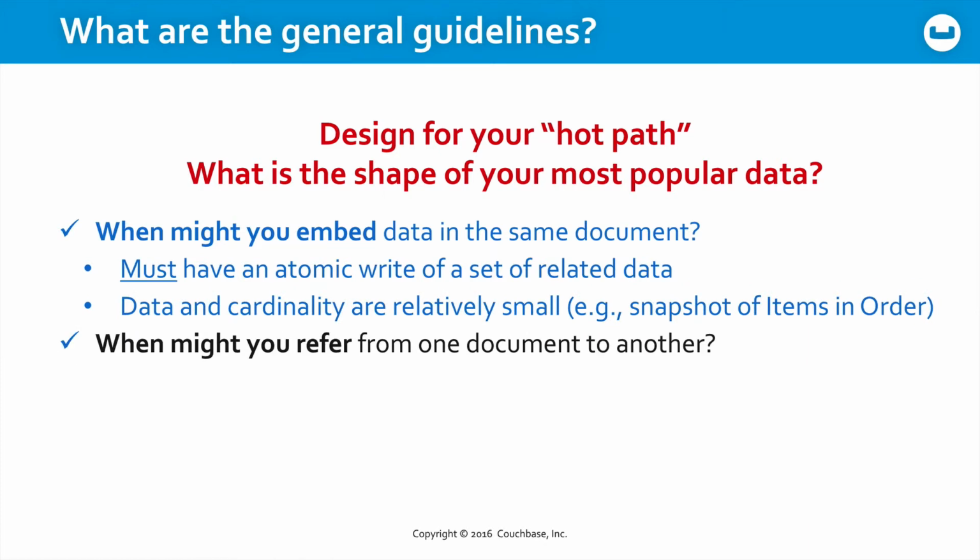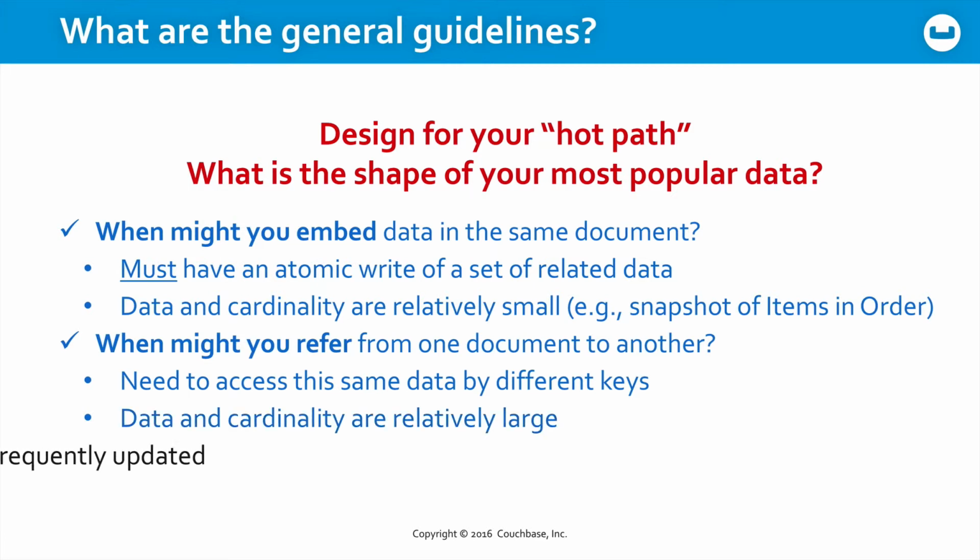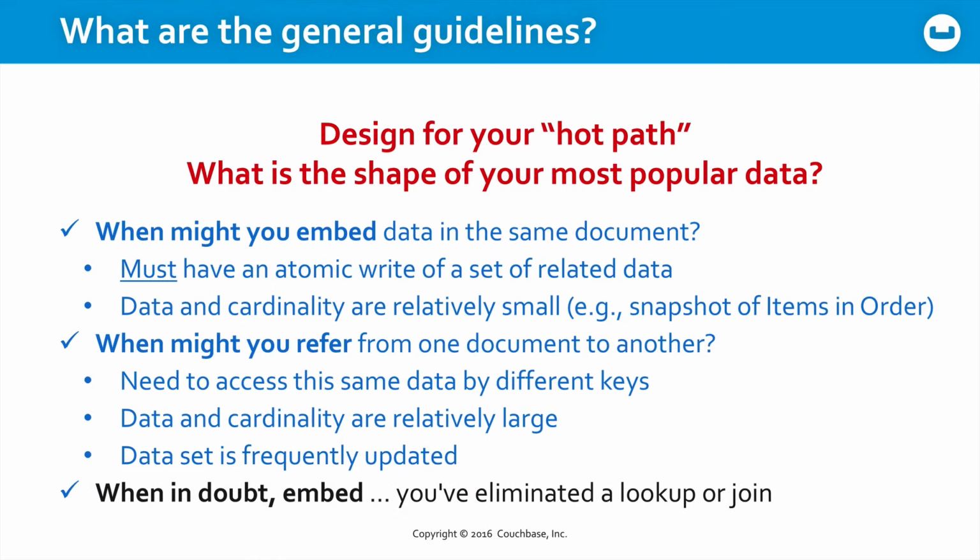So when might you refer from one document to another? Well, if you need to access this same data by multiple different keys. Or if your data and cardinality are relatively large, such that you could end up with overly large documents if you tried to rely on embedding. And if the data set is frequently updated, it's easier to update smaller documents. When in doubt, however, embed your data because you've eliminated a lookup or a join.